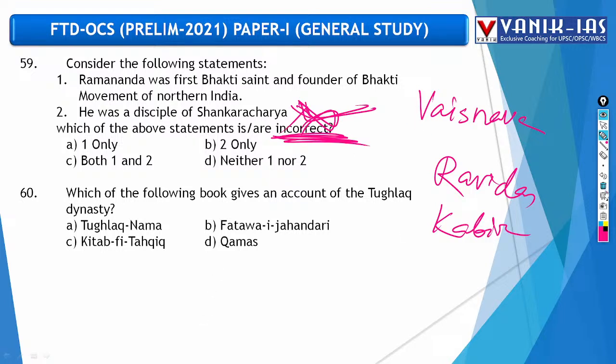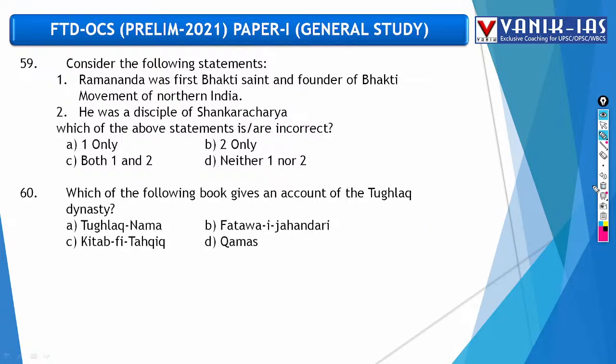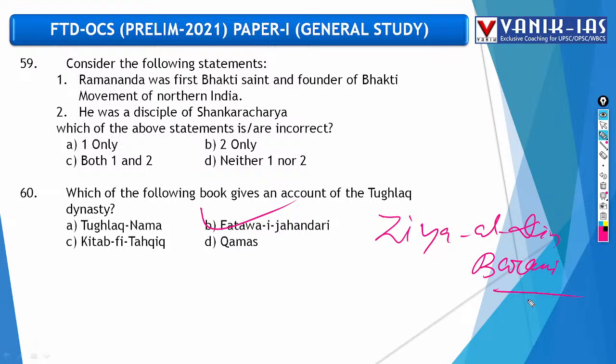Next, which of the following books gives an account of the Tughlaq dynasty? Tughlaq Nama, or Kitab Fi Tahqiq, or Fatawa-e-Jahandari, or Kamas. So this Fatawa-e-Jahandari gives an account of the Tughlaq dynasty. It is written by Ziauddin Barani. He has written regarding the Tughlaqs. B is the answer.